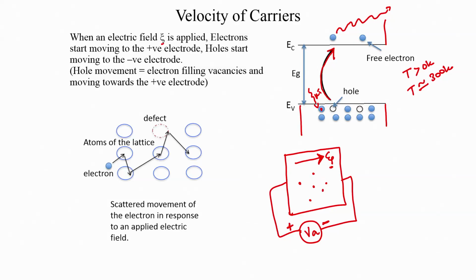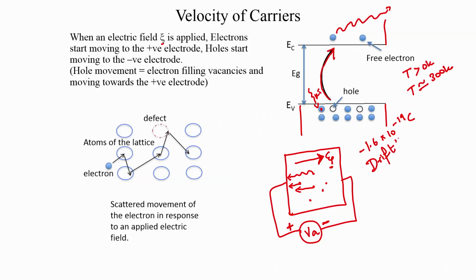The moment these electrons, which have a negative charge of minus 1.6 into 10 power minus 19 coulombs, see this electric field, they will respond to it and start heading towards the positive terminal of the battery. So all the electrons will start moving towards the positive terminal of the battery. And this movement of the electrons is called drift.